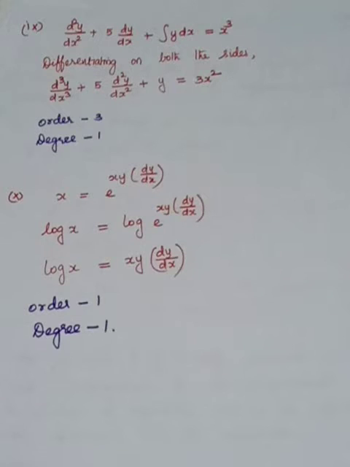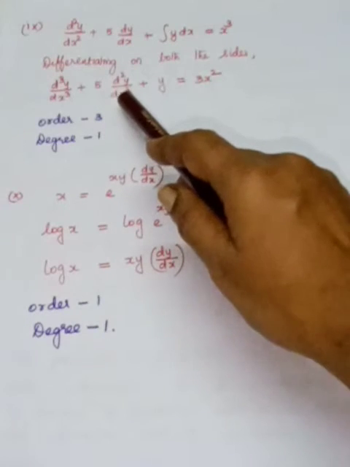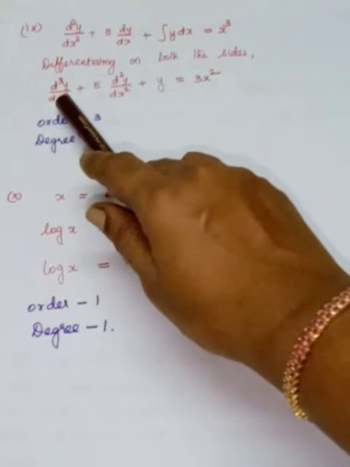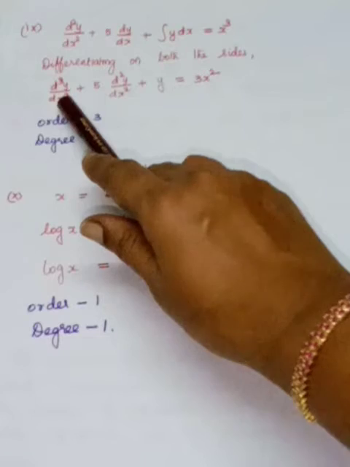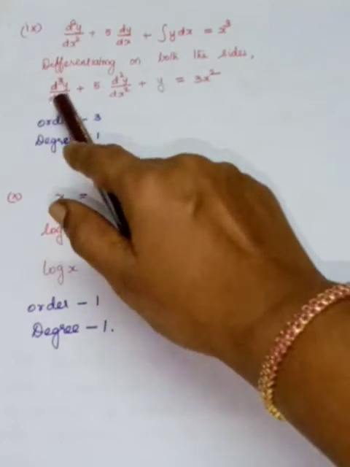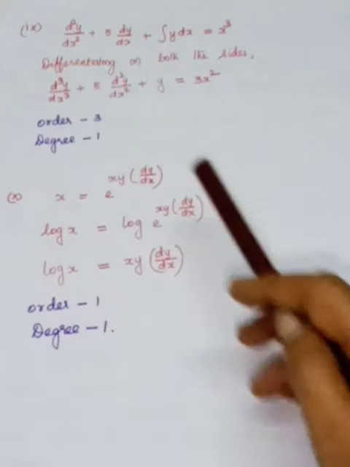So we brought the differential equation. So you have to find the order. So here second order derivative as well as the third order derivative is there. Among these, which is the highest one? Third order. So therefore order is equal to 3. The power of the third order derivative is 1. So therefore degree is 1.